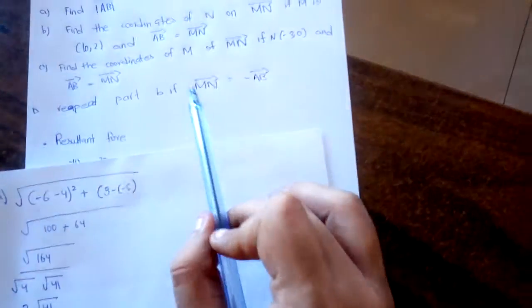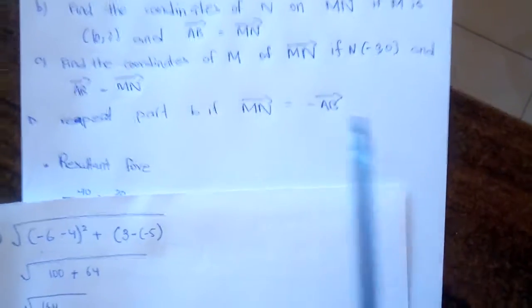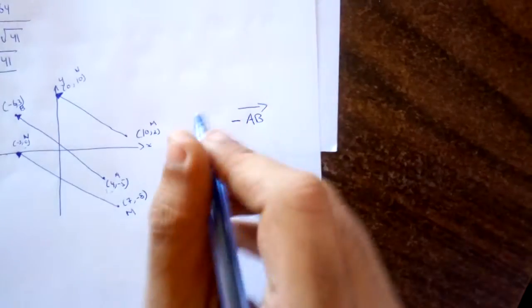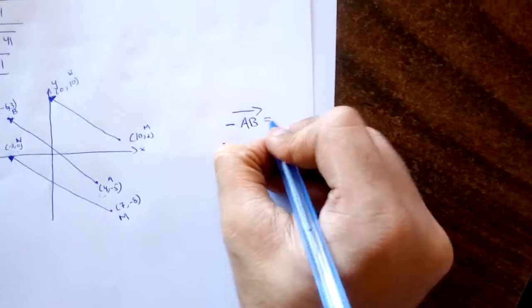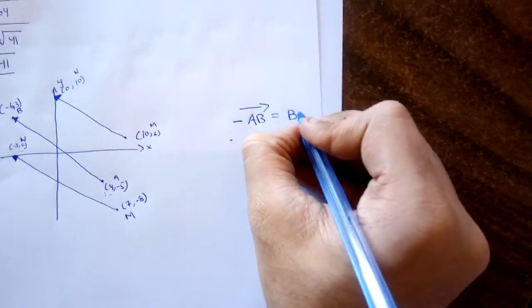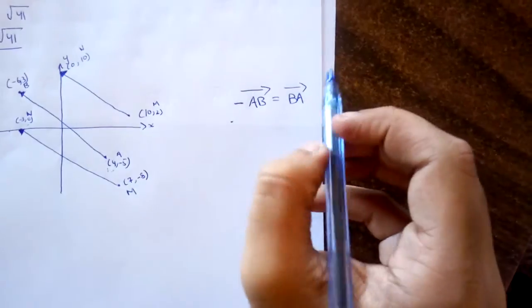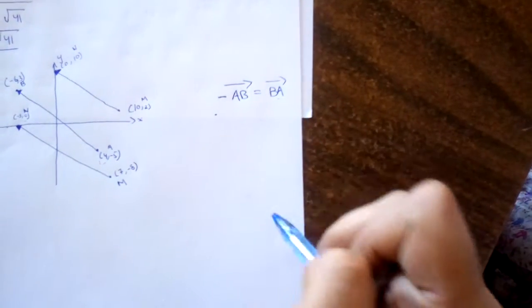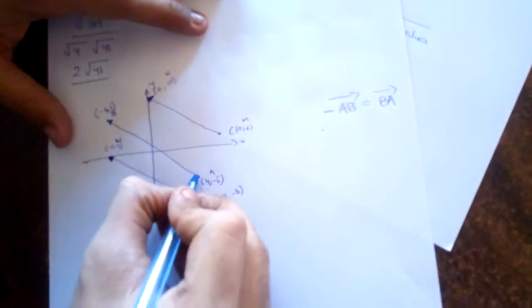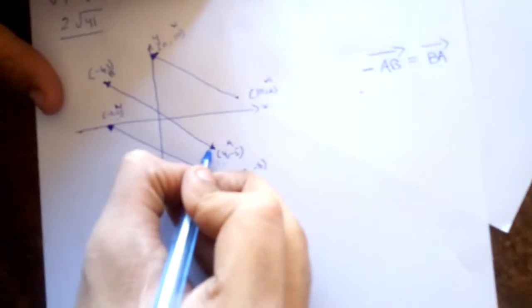Now we have to repeat part B if MN is equal to -AB. So -AB is the same as vector BA. To get it positive, we are just changing the direction. So now as we were going that side, we'll go this side. So the head will come here and this will become the tail, the B.